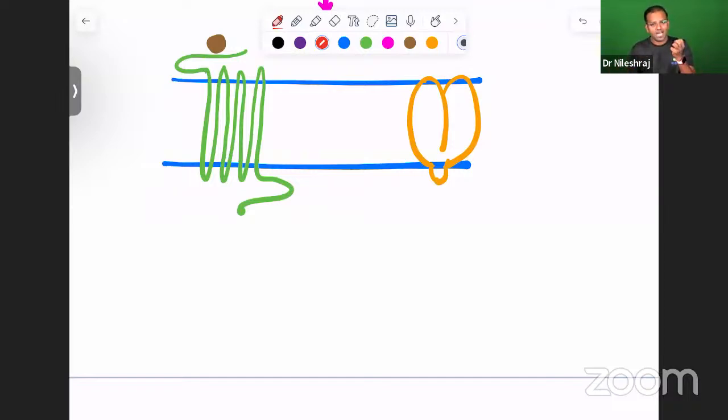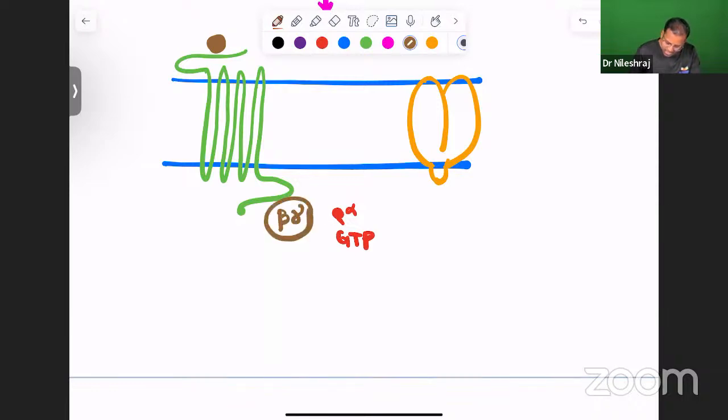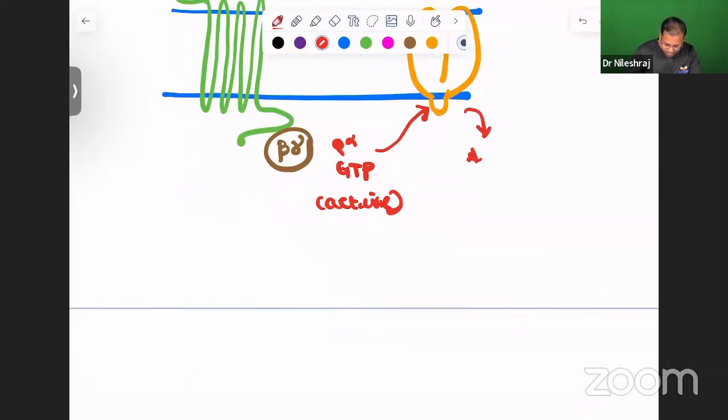Now, what will happen with this alpha GTP? This will bind with the effector organ, thereby producing certain responses. So here we have alpha GTP molecules and we have the beta gamma subunit. Beta gamma subunit is separate and alpha GTP molecules are separate. This alpha GTP molecule is what we call the active form. It in turn will bind with the effector organ, thereby producing amplification. That's why this is also called an amplification receptor.